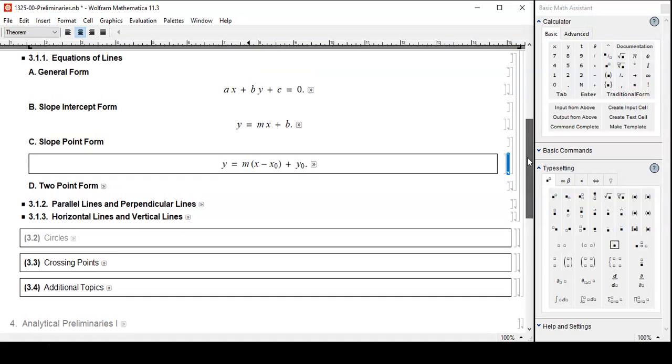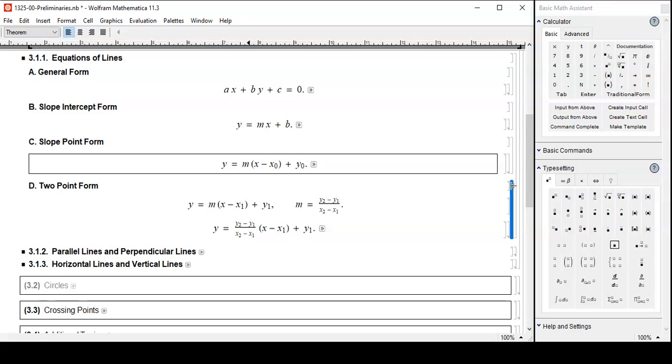Now let's go to two-point form. It looks like this. From this slope-point form, instead of x0, y0, let's call those x1, y1, because we want 2 points, x1, y1, and x2, y2, first point, second point.